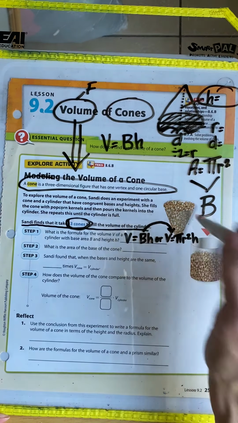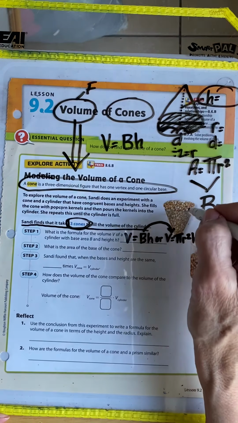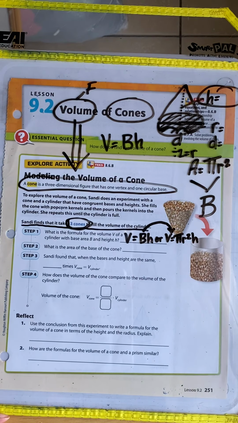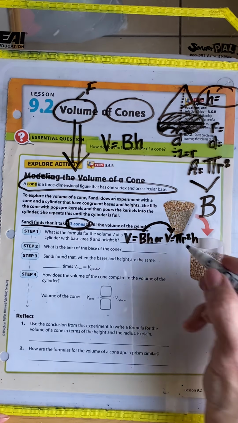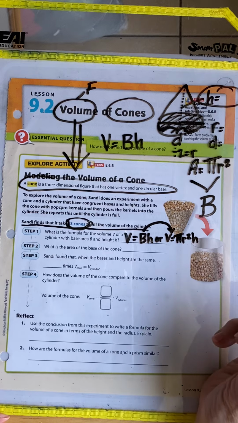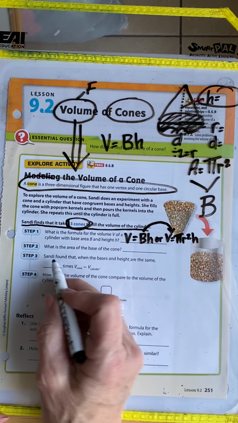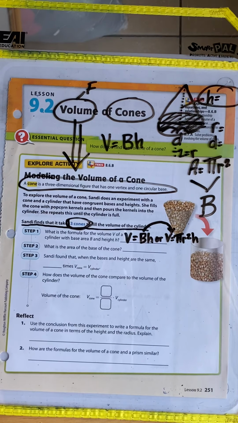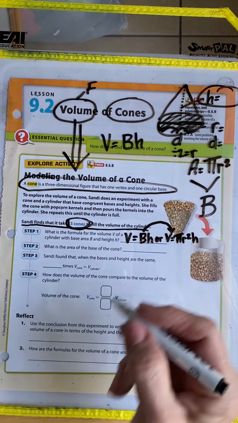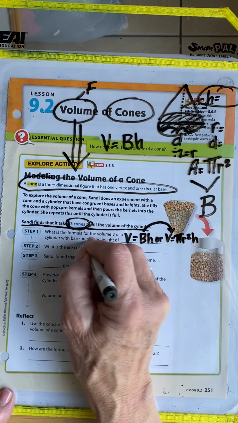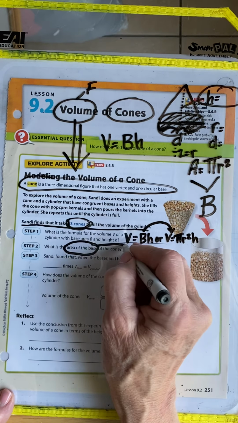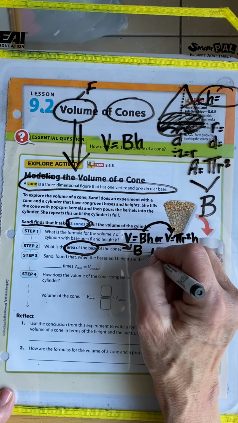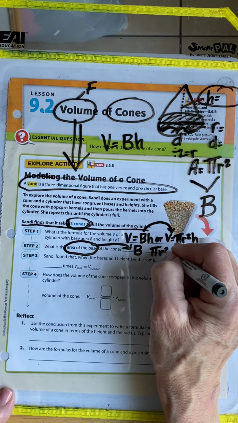It took 3 of these. So in order to know the formula for one cone, it took 3. What would we do with this? We would divide it by 3. So what is the area of the base of the cone? All they're asking us is the area of the base, the capital B. What's the area of the base? It's still pi r squared, is it not?